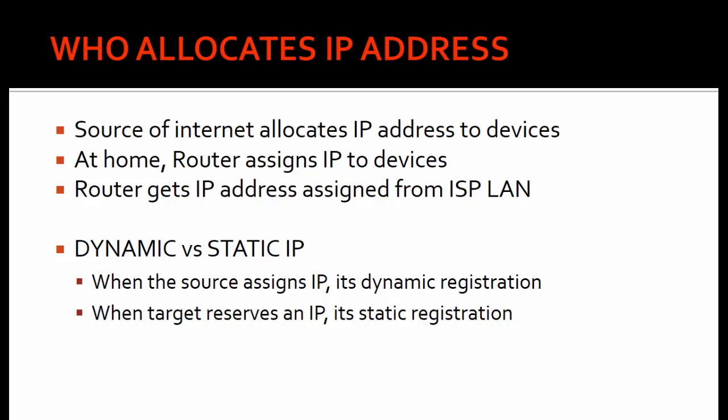Router gets an IP address that is assigned from the ISP. Now that is a public IP because the router is on a public network. And at home, your router is also part of the private network, and that's why your router will have a private IP as well. There are two types of IP configurations. One is dynamic IP. When the source of internet assigns an IP address, it becomes a dynamic registration. When the target reserves an IP address, it is called static registration.